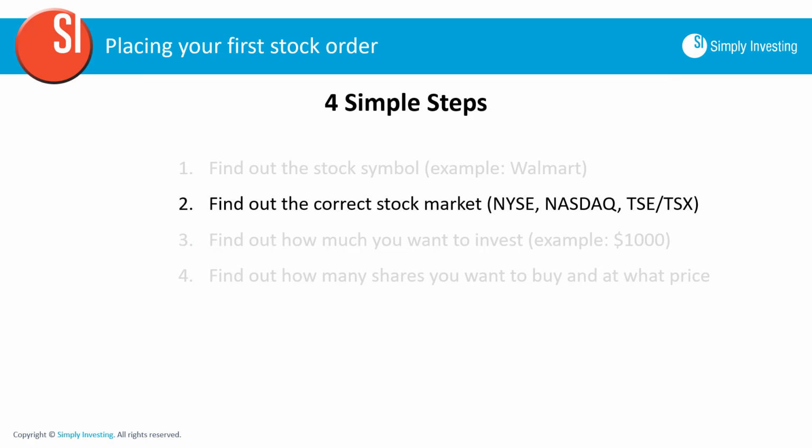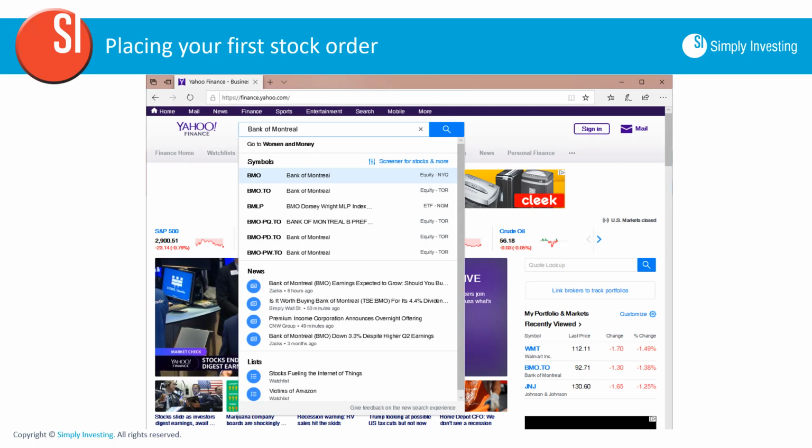Next, we need to find out the correct stock market. And that's also on the same page. You can see here that it's telling us that BMO shares are trading on the New York Stock Exchange. And directly below it are the shares trading on the Toronto Stock Exchange.